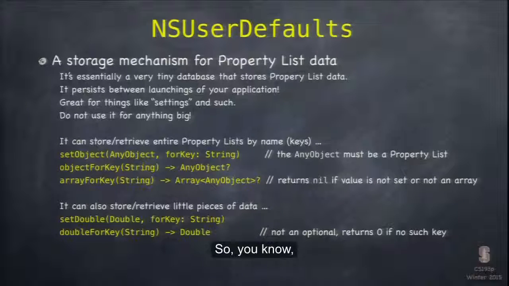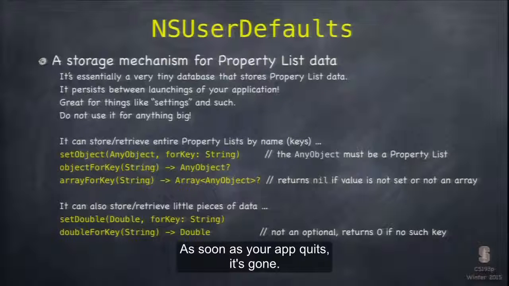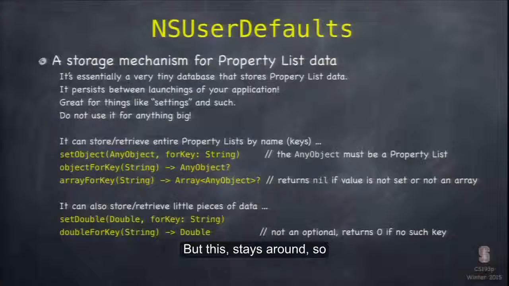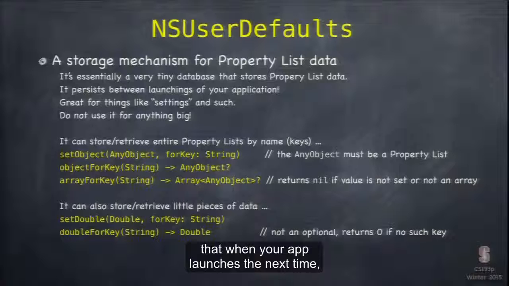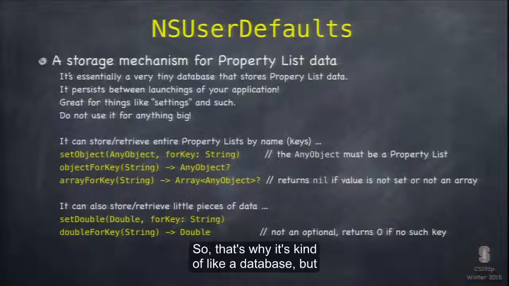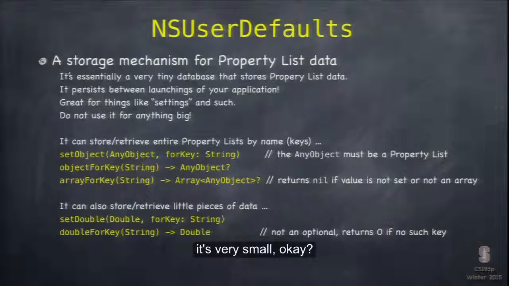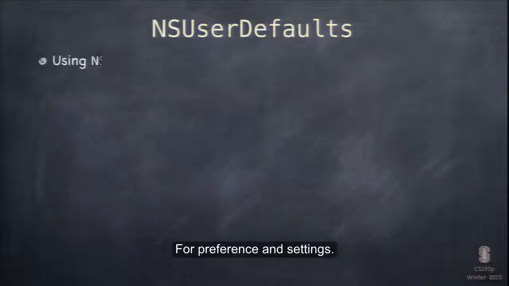Okay? So, you know, normally a dictionary is stored in the heap. As soon as your app quits, it's gone. But this stays around so that when your app launches the next time, all the data is still there. So that's why it's kind of like a database, but it's very small, okay, for preferences and settings.